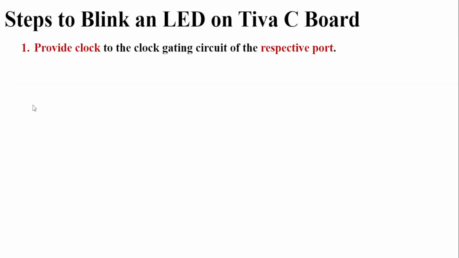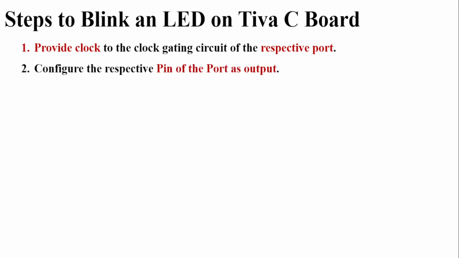So to know the steps to blink an LED on Tiva C board, first of all we will have to provide the clock to the clock gating circuit of the port. Here in our case, the port is port F, because the red, blue and green LEDs of the Tiva C board are connected to port F. Then we will have to configure the pins of the port as an output pin, because we are using LED and LED is an output device. Therefore, we will have to configure it as an output pin.